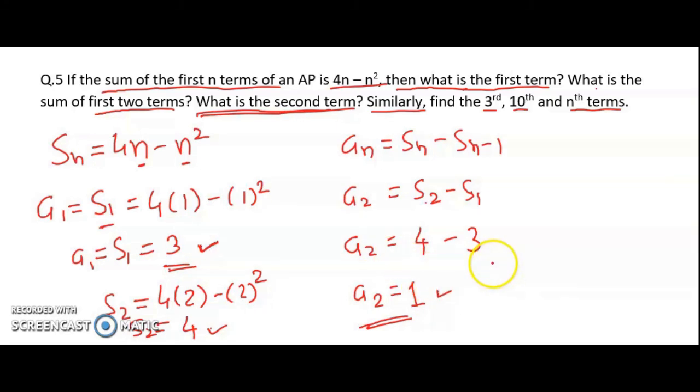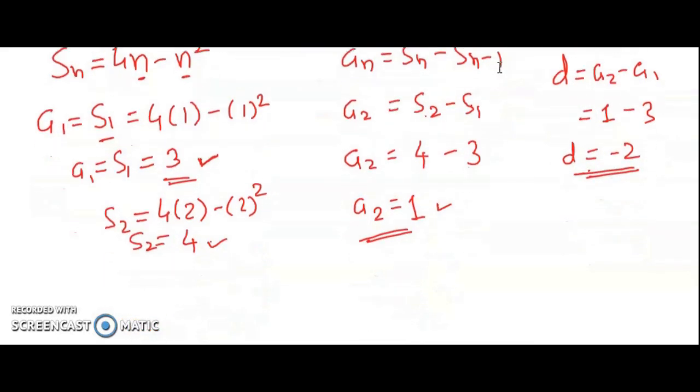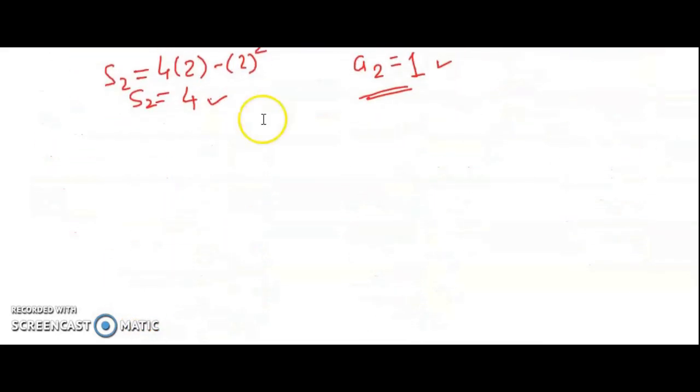So you can see here the first term is 3 and the second term of the AP is 1. So what will the common difference be? The common difference will be a2 minus a1. The second term is 1 and the first term is 3, so we get the common difference equal to minus 2. So here we know the first term a is 3 and the common difference is minus 2.